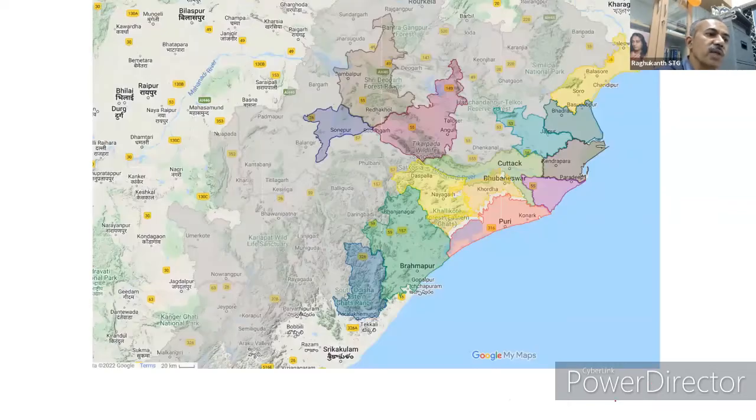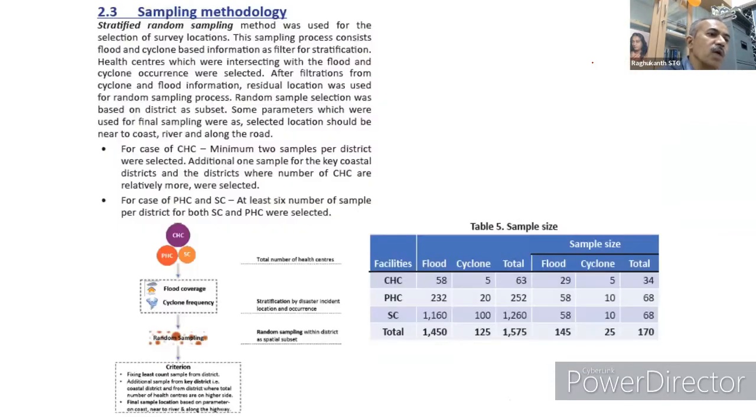So these are the districts, you can see the entire Orissa, which we have to model. We have to evaluate the hospitals in all these districts. Now, if you see the sample size, in total, there are 63 community health centers in these districts. Then there are 252 primary health centers.